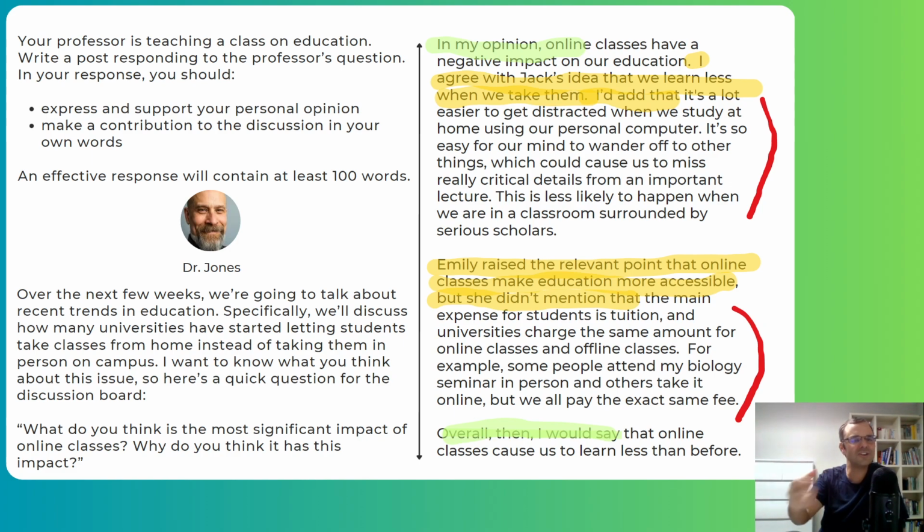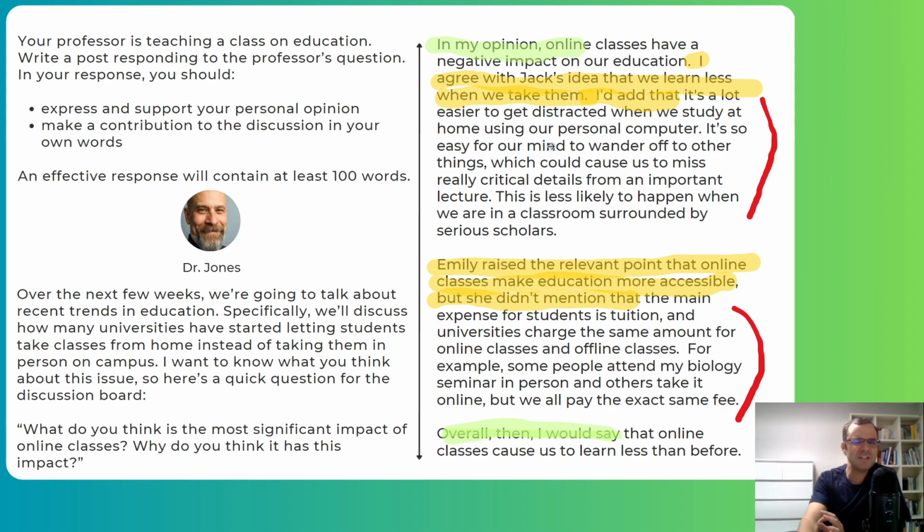So I'm engaging in the conversation. I'm contributing to the discussion. And then after that, I added a bunch of stuff that came from my mind, like my own ideas. And then down here, I specifically mentioned something that Emily mentioned in her response. I paraphrased it. I'm not using her exact words. And then I mentioned a bunch of stuff from my mind, my own opinions. And then I end it by repeating my overall opinion. Overall, then, I would say that online classes cause us to learn less than before. And that's my response.